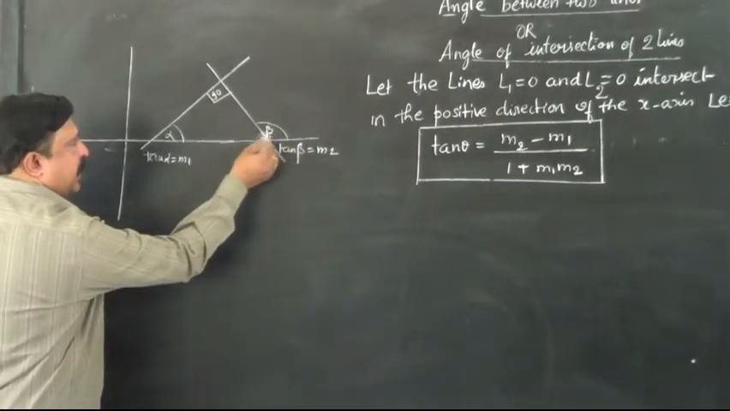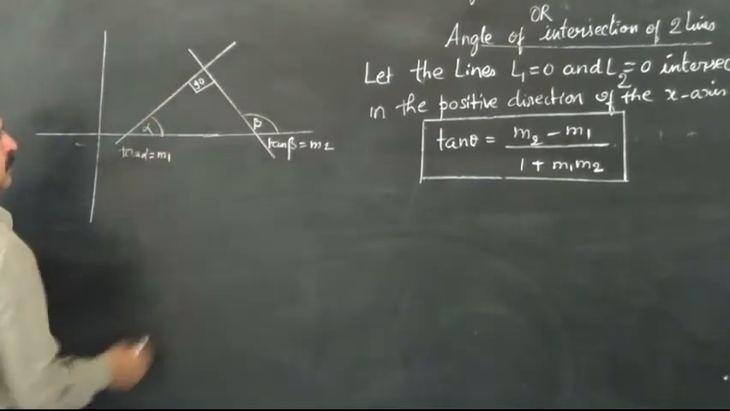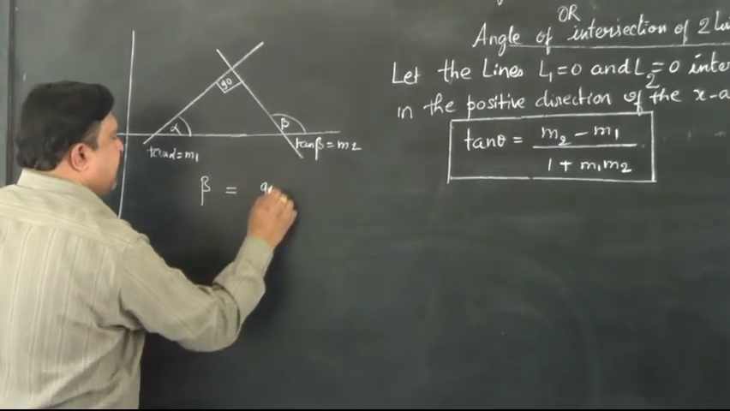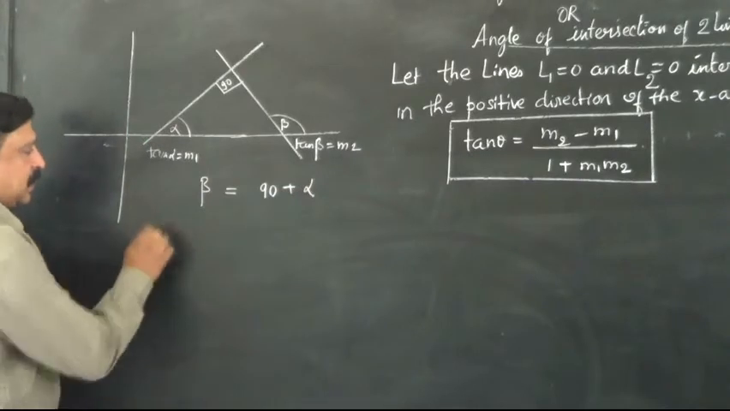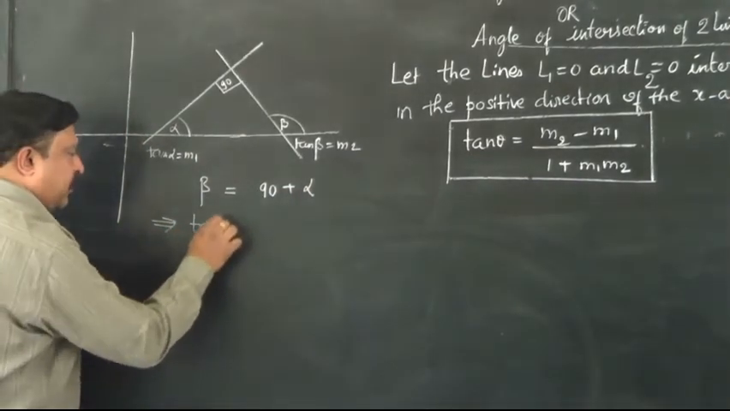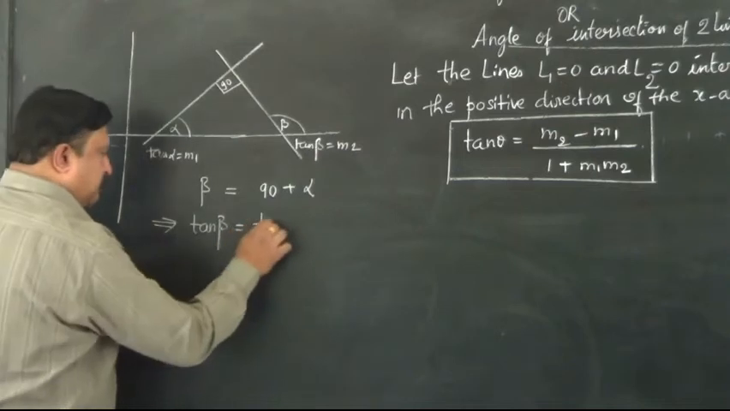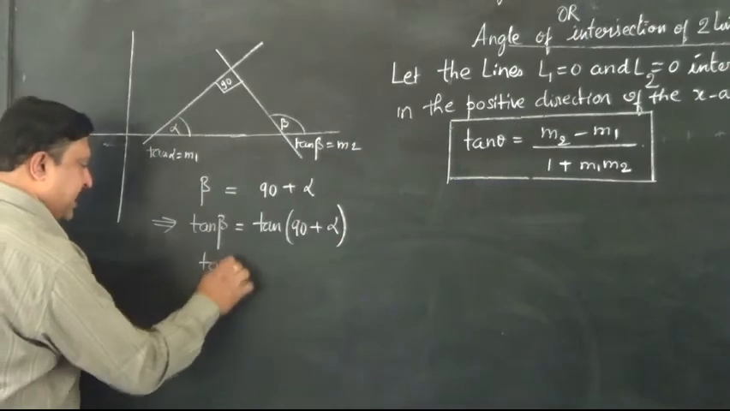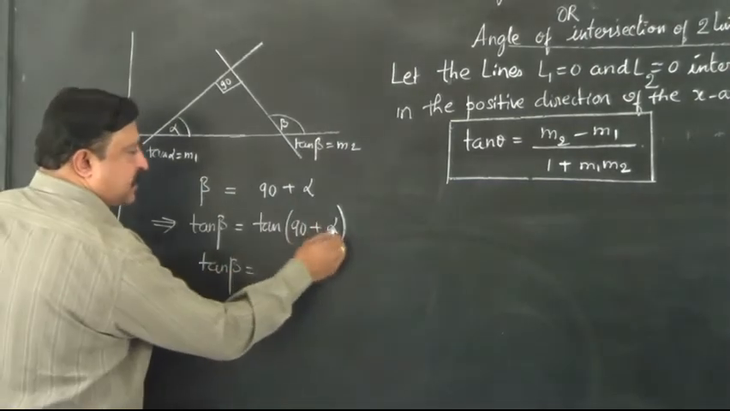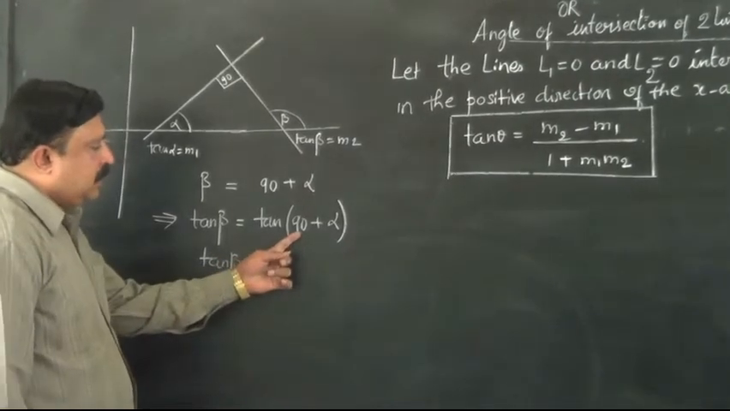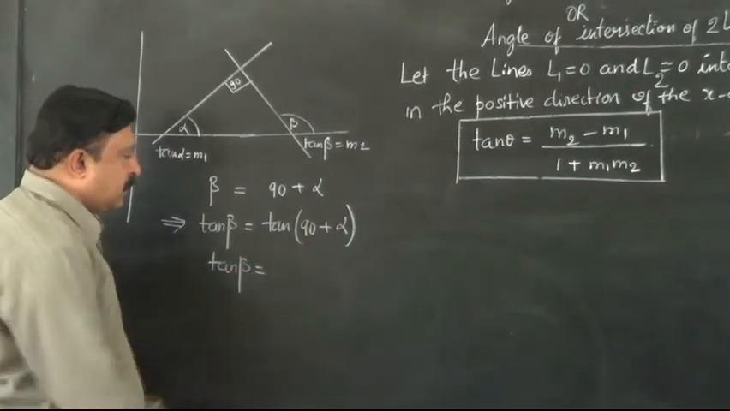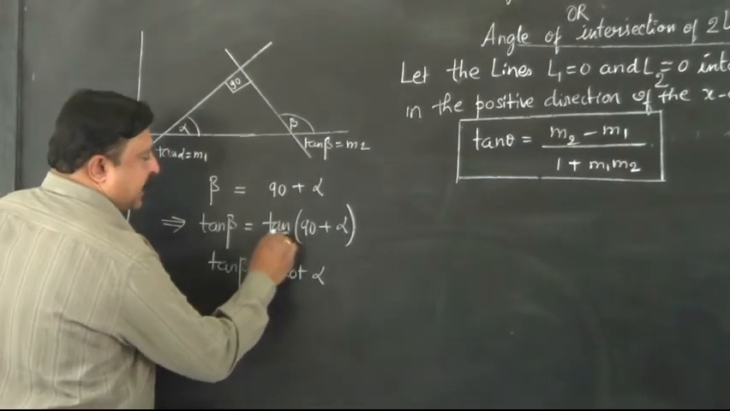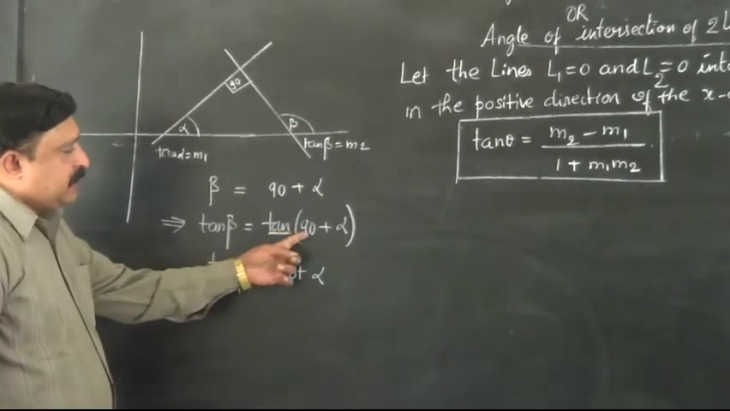The exterior angle of the triangle is equal to the sum of the interior opposite angles. Therefore, beta equals 90 plus alpha. This implies, I introduce the trigonometric function tangent on both sides: tan beta equals tan of 90 plus alpha. From allied angles, you know that the value of tan of 90 plus alpha is negative cot alpha. It is negative because tangent is negative in the second quadrant.